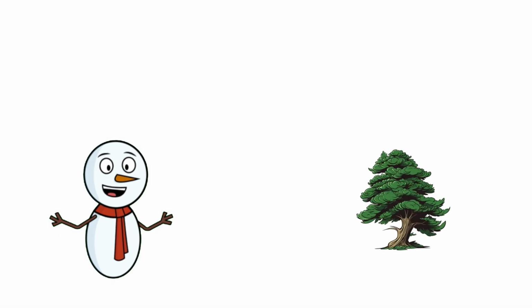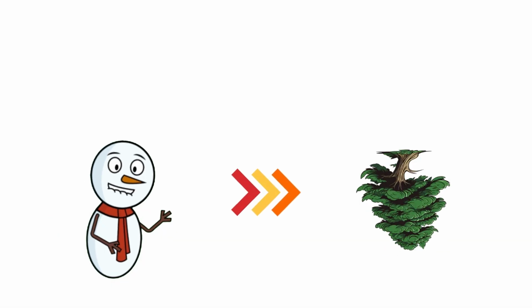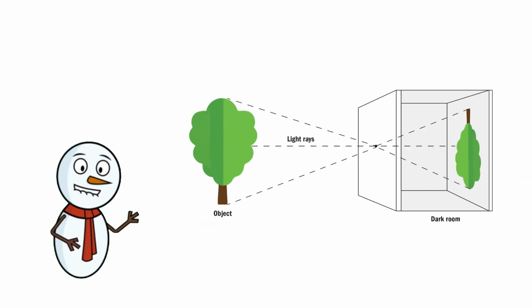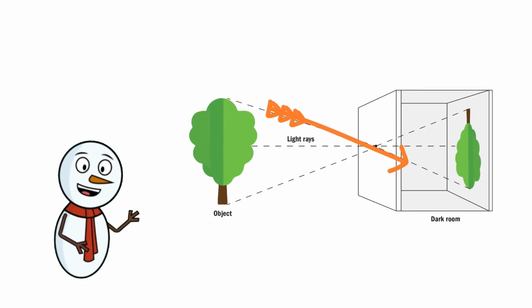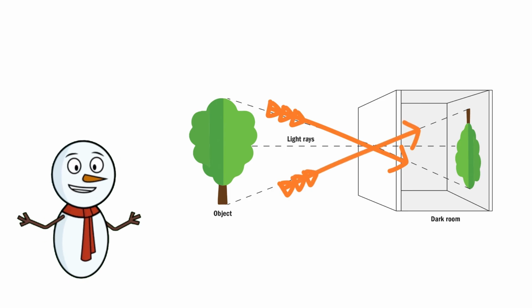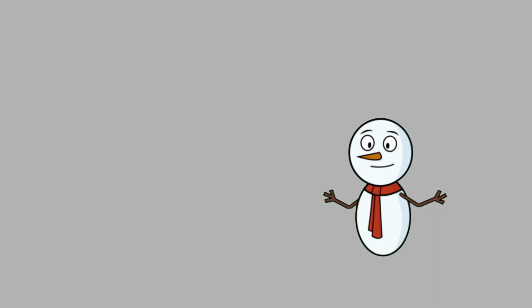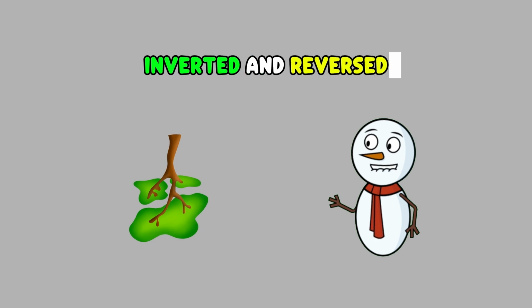The image flips upside down because light travels in straight lines. Light from the top of an object enters through the hole and continues traveling downward, while light from the bottom of the object moves upward after passing through the hole. That's why the image appears inverted and reversed when projected inside the camera obscura.